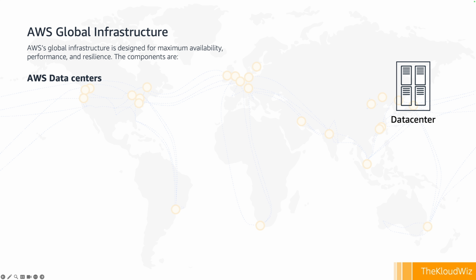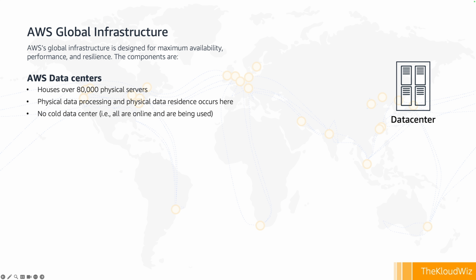So at the very foundation is the data center. These data centers house over 80,000 physical servers per data center. This is where data is stored and processed. According to AWS, there is no cold data center. That means that all their data centers are running 24/7 and they are all being used. Now, these data centers contain hardware that was sourced from multiple original design manufacturers. That means that AWS doesn't use servers or hardware produced by other third-party brands. They source their own hardware from equipment manufacturers.